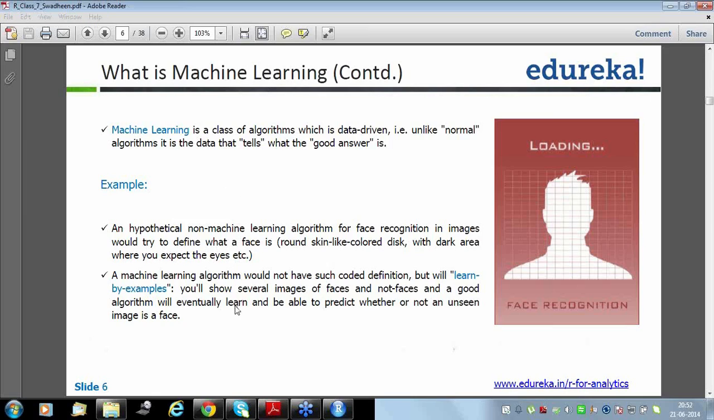For example, a hypothetical non-machine learning algorithm for face recognition in an image would try to define what a face is, like round, skin-like color, dark area where you expect the eyes, etc., based on the previous or the past data of faces. A machine learning algorithm would not have such a coded definition, but will learn by example. You will show several images of faces and not faces, and a good algorithm will eventually learn and be able to predict whether or not an unseen image is a face.